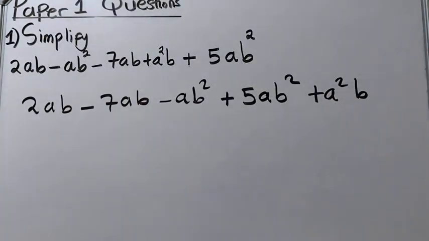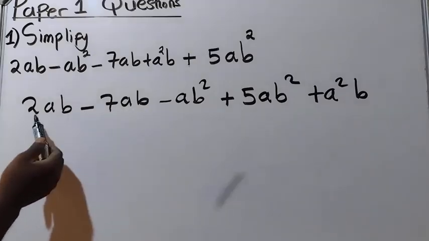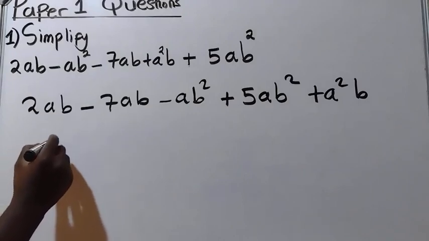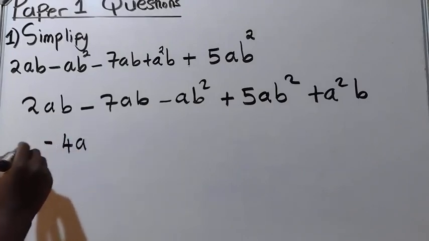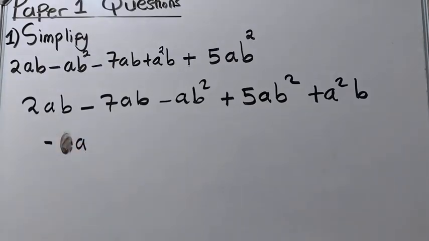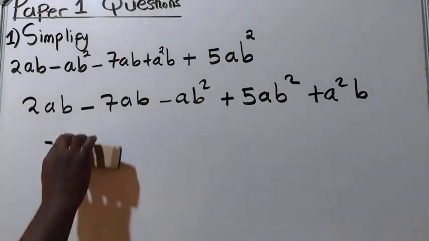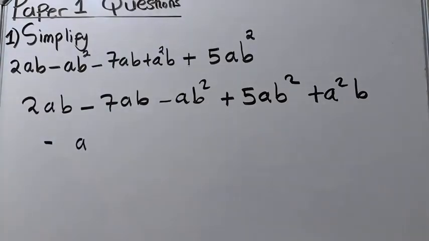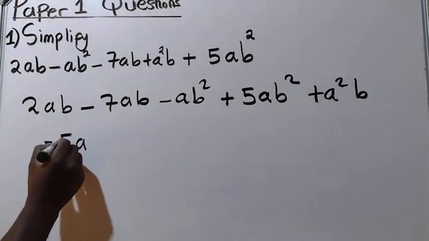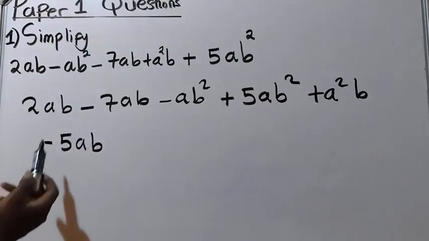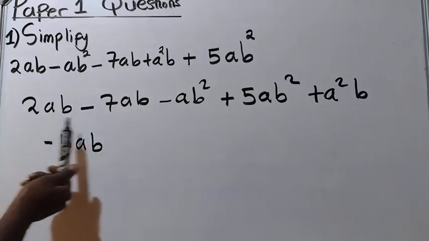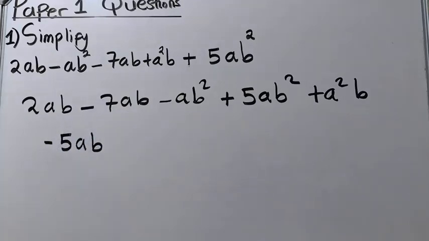So from here, let's now simplify. So we are going to start with this 2ab minus 7ab, all right? We are going to get a negative... okay, let me just. So 2ab minus 7ab, we are going to get a negative 5ab because this 2ab is small, 7ab is big. So a smaller number is subtracting a bigger number. So that's why our answer is in negative form.